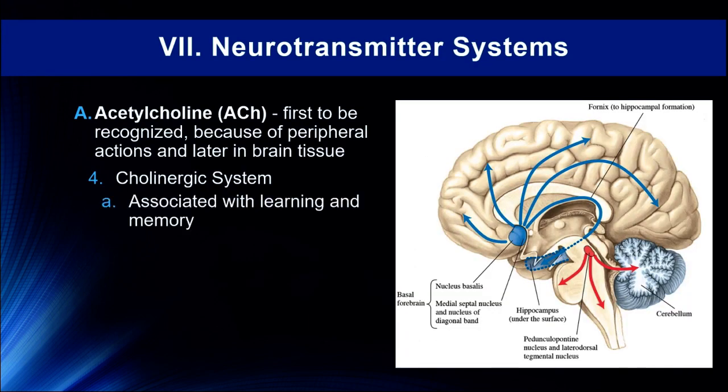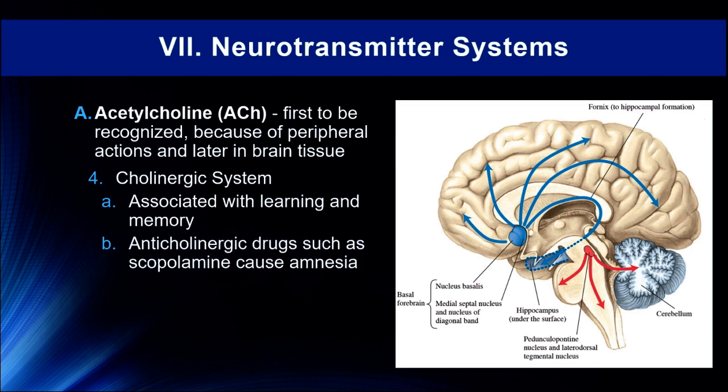So the cholinergic system is throughout the brain. So if we look here at these projections, the diagram on the right, this particular cholinergic system is associated with learning and memory. Anticholinergic drugs such as scopolamine can cause certain types of amnesia. So if you look, these acetylcholine projections sort of start with both the hippocampus and the amygdala, and then are transmitted throughout the frontal lobes and cortex.